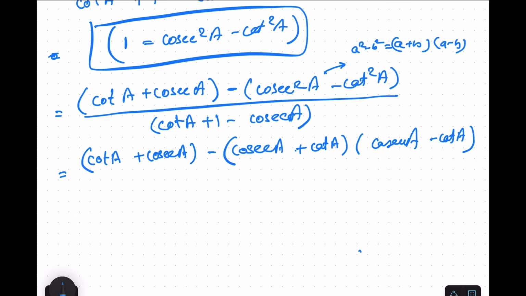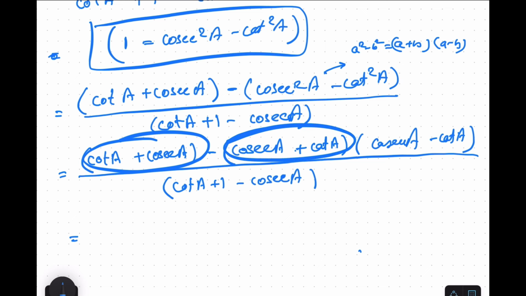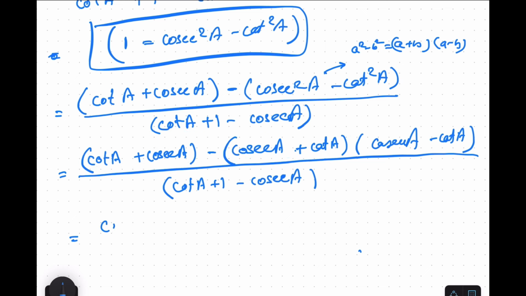If you can see, something is common here. What is common? Just look at them. Till then I will write the denominator: cot a plus 1 minus cosecant a, right? Next, what is common? See, these two parts are common, correct? We can take common from here, right? So let's take common: cot a plus cosecant a is common.